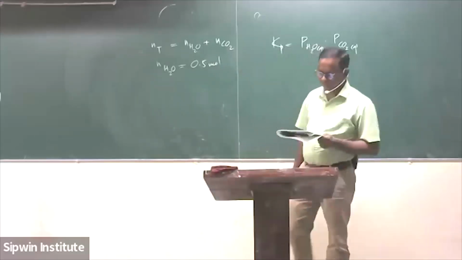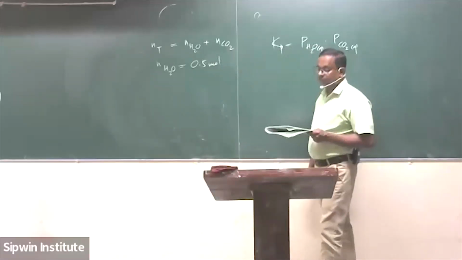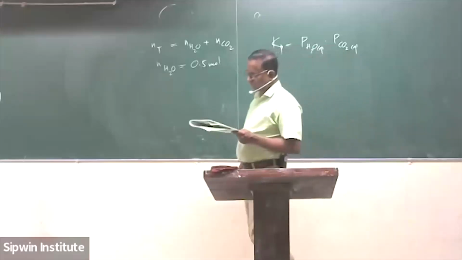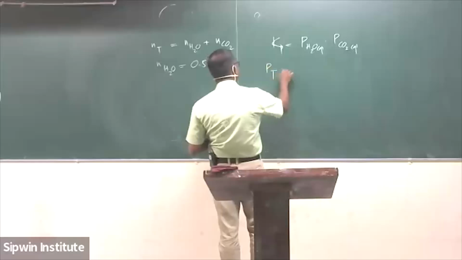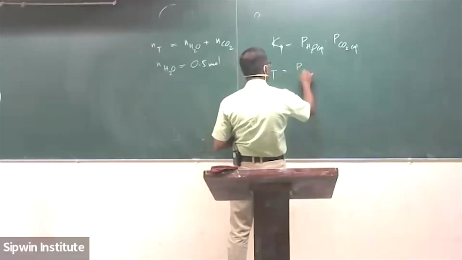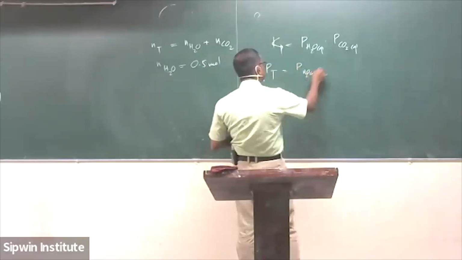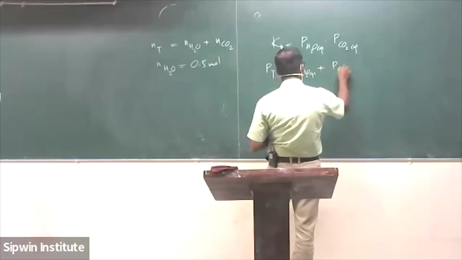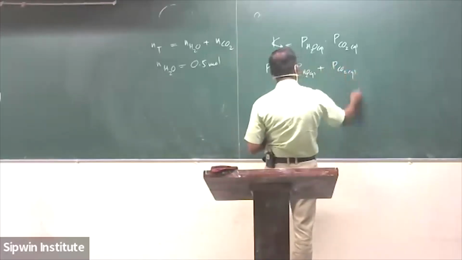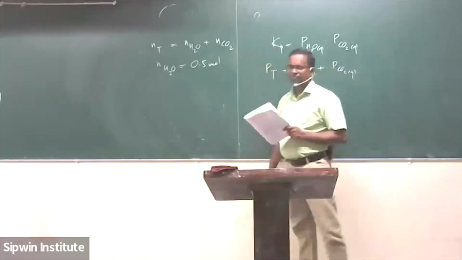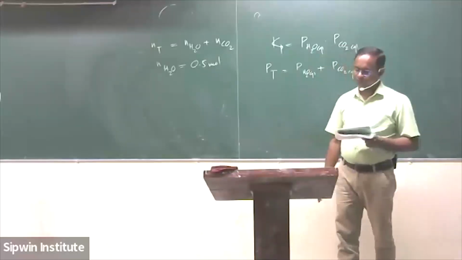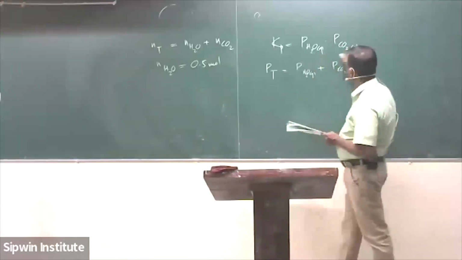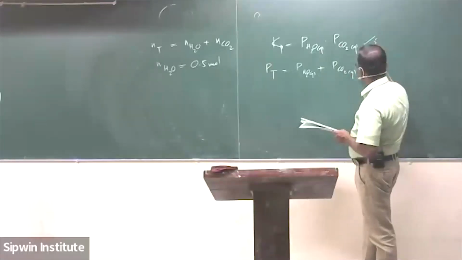Then, with the earlier 0.5 moles, now P total equals P H2O gas plus P carbon dioxide gas. We have to take this relationship. This is the partial pressure law, and for the partial pressure law you have 5 marks.